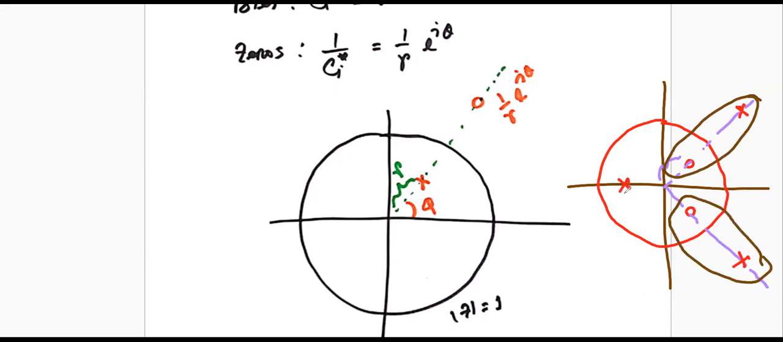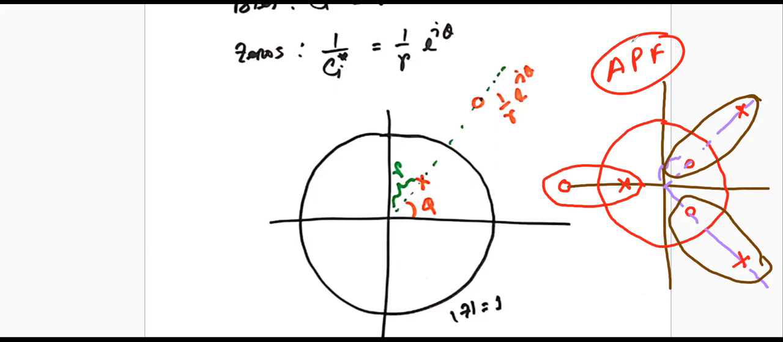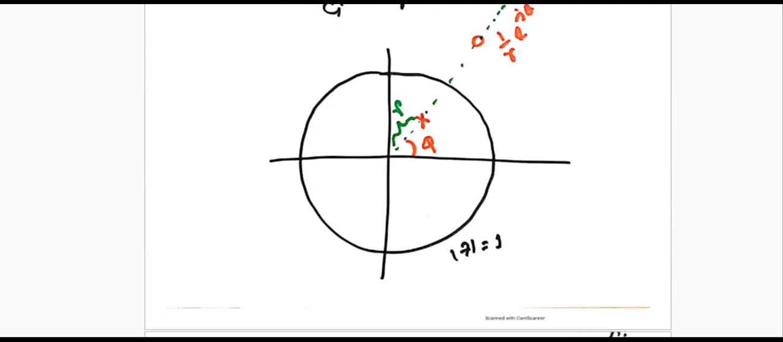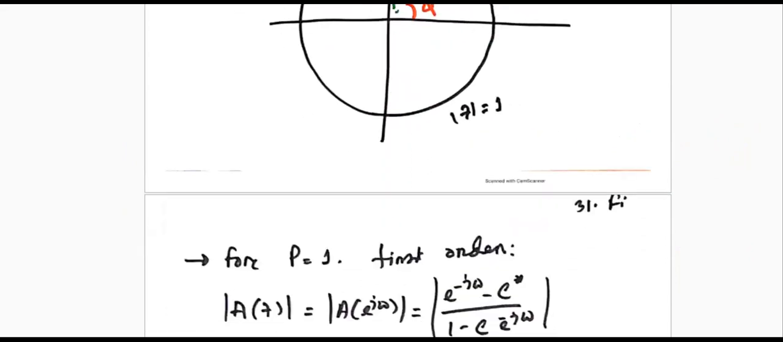Similarly, for this one, we need to express our zero. Probably the zero is at that point. So how many poles and zeros do we have? We find 3 poles and 3 zeros. And this is of course an all pass filter, because it satisfies the condition that if the pole location is at any value b, the zero location is at 1 by b, or vice versa. Okay, so that is the condition. Now this is how you can design your all pass filter.